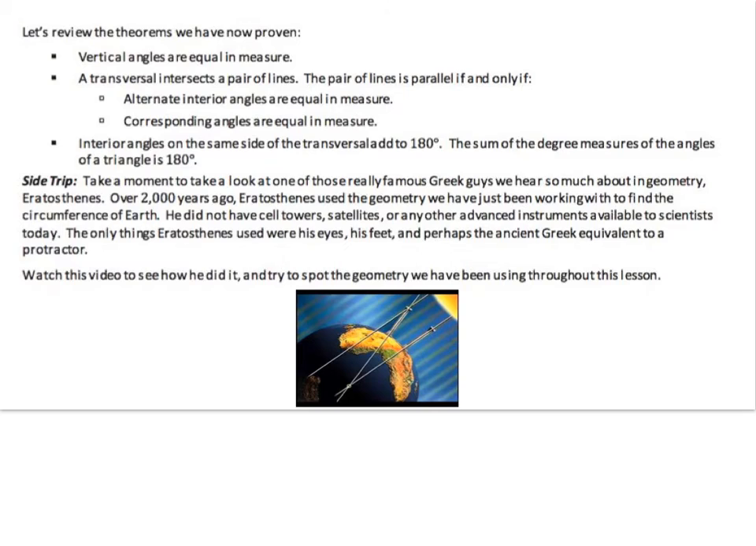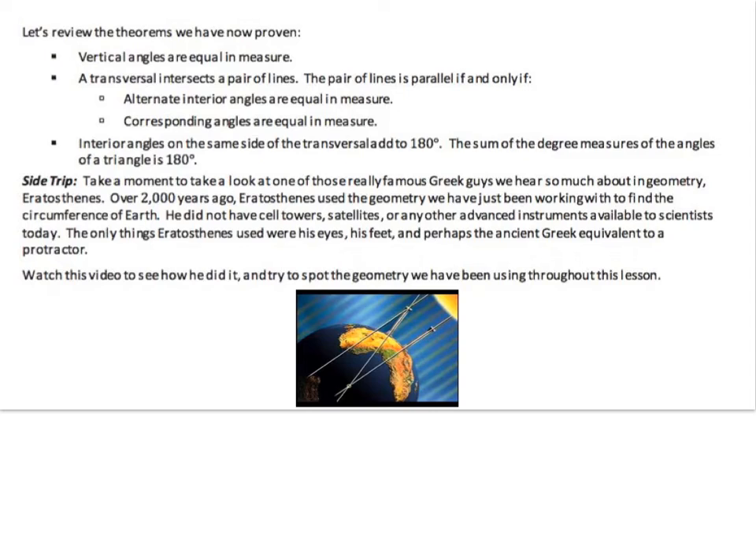All right, next thing. The question that I want to ask is, what is the absolute shortest list of facts from which all other facts can be derived? So let's just take a little side trip. Take a moment to look at one of those really famous Greek guys we hear so much about in geometry. Eratosthenes. If you can pronounce that to me very well tomorrow, I'll give you a piece of candy.